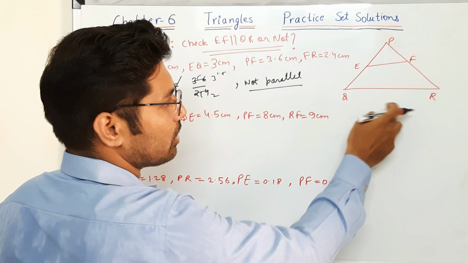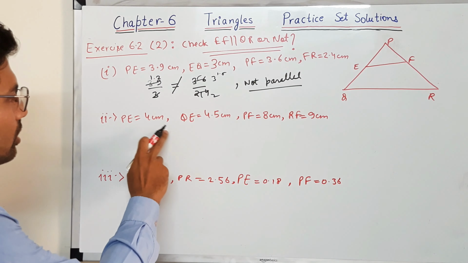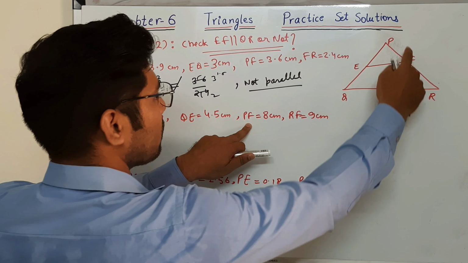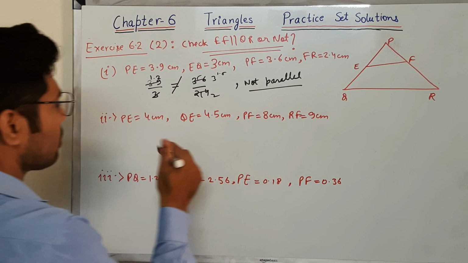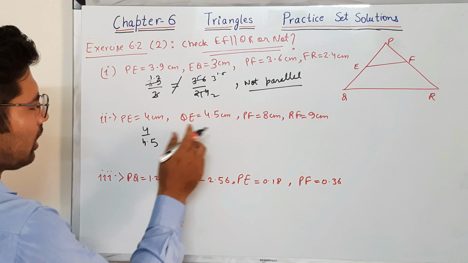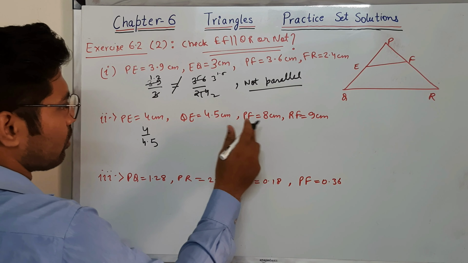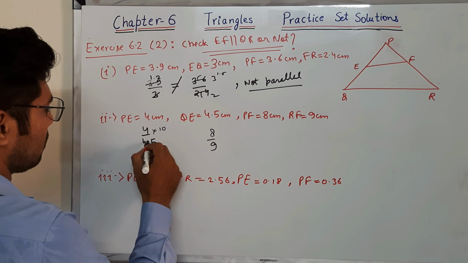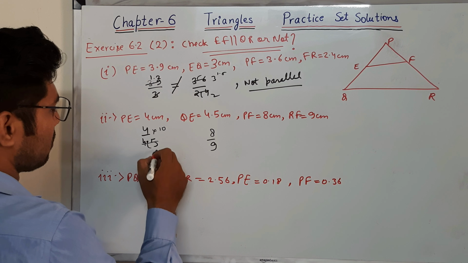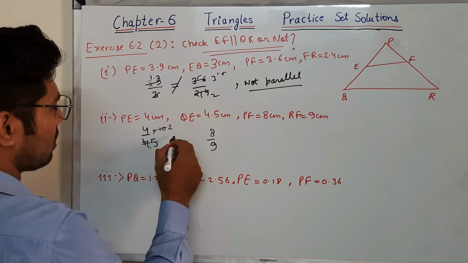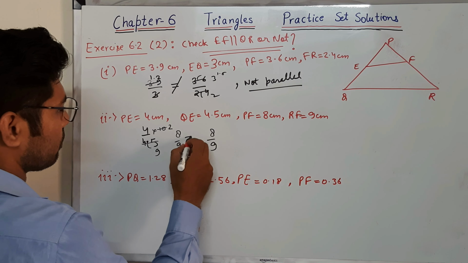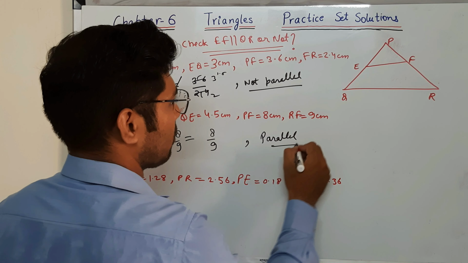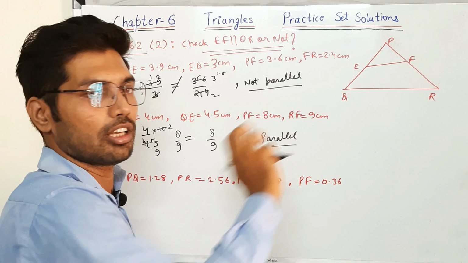Okay, so this EF and QR are not parallel. Now come to this one. Here we have given length PE, QE, PF, and this FR. So take the ratio now: 4 upon 4.5, and for this one we have 8 upon 9. Solve it. This is 8 upon 9. So these ratios are the same, hence the lines are parallel.